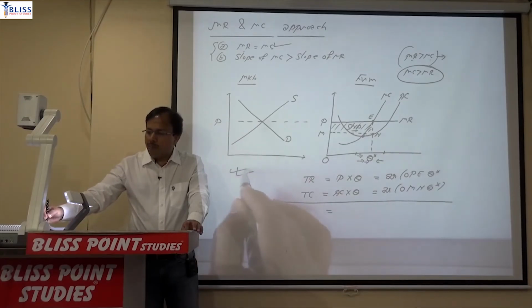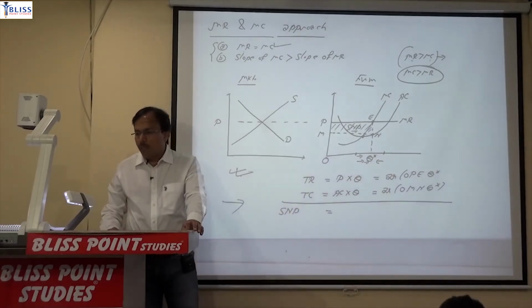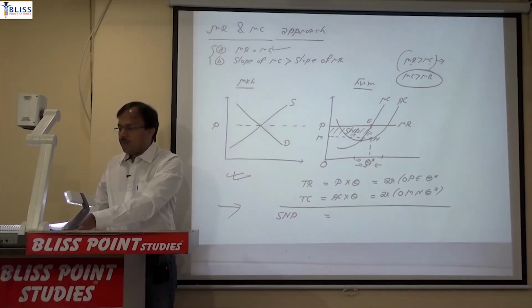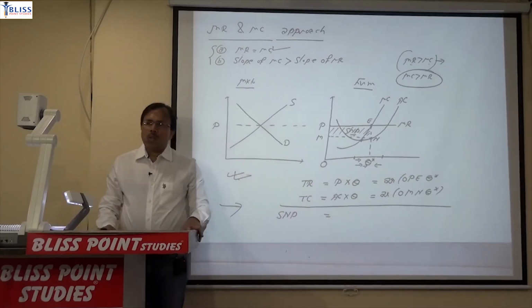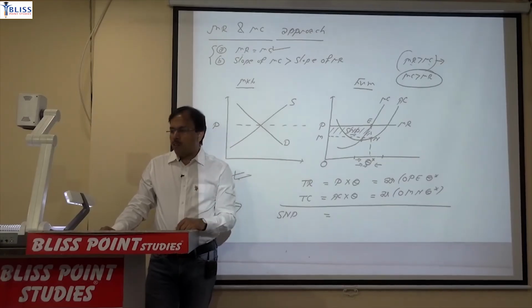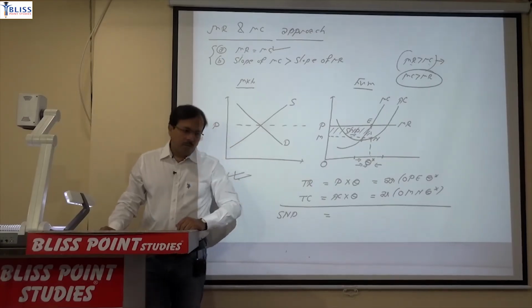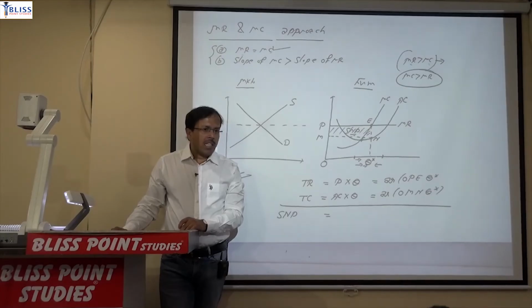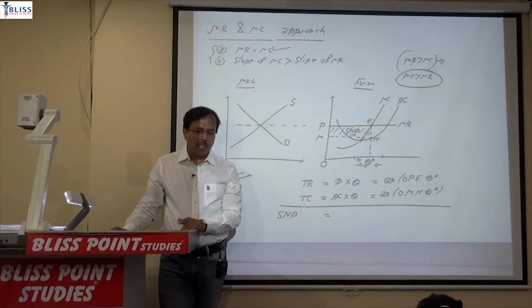This is one diagram for profit. Next paragraph. In short run, there could be loss for competitive firm if price is less than average cost.